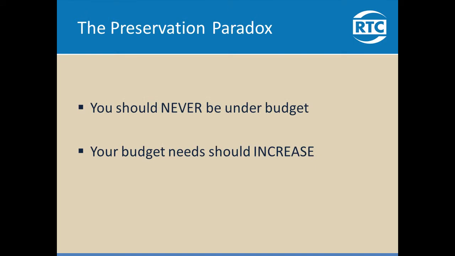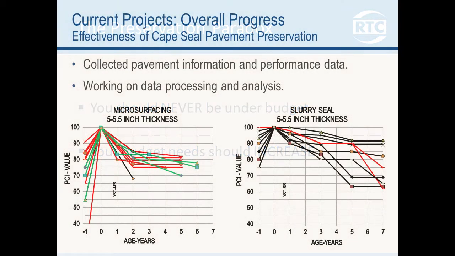The other interesting paradox on these things: if you have a preservation budget, you should never be under budget. If you're not spending all of your preservation dollars, you're not doing your job well. And if you're doing it right, your budget needs should increase on your pavement maintenance, pavement preservation side, because you've got more good roads to keep good as you get going.